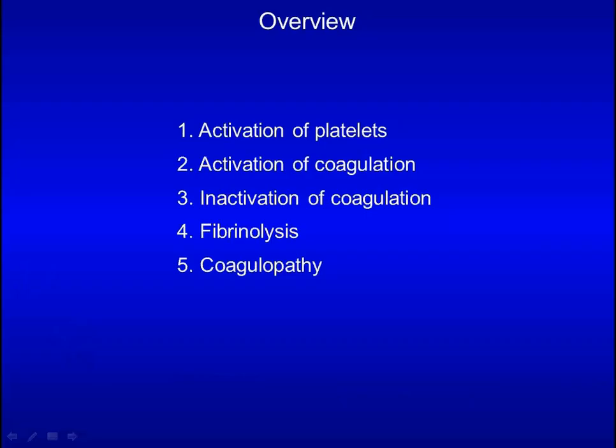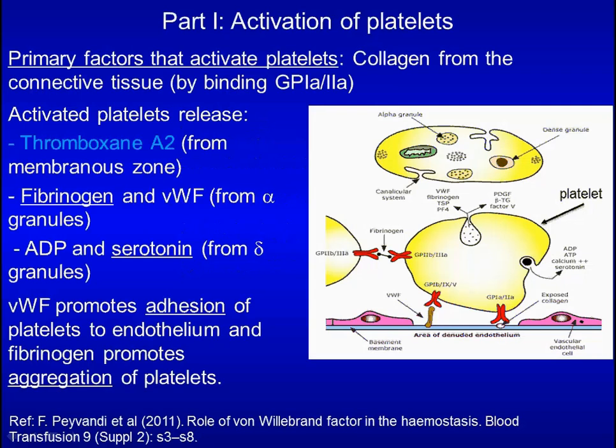Today, we will cover 5 topics. First, we will start with activation of platelets. The primary factor that activates platelets is collagen. Collagen binds the GP1A2A complex on platelets. GP1A2A is a transmembrane protein of the integrin family. GP1A2A serves as a receptor for collagen. Binding of collagen to GP1A2A activates platelets.